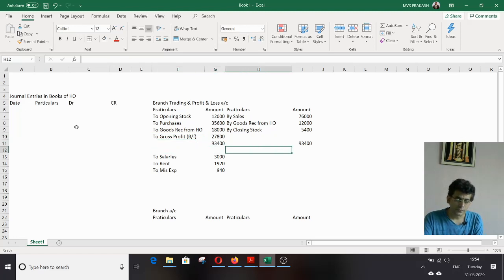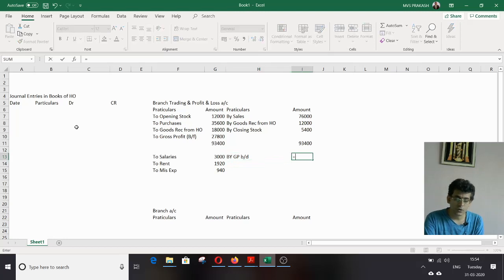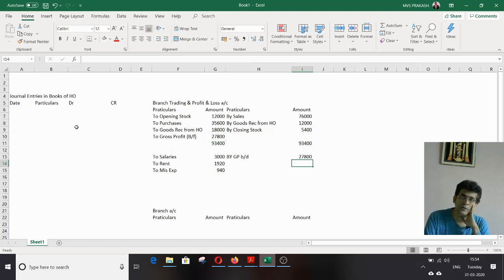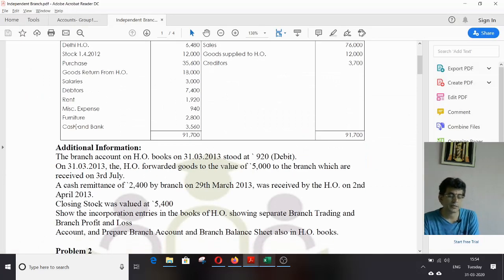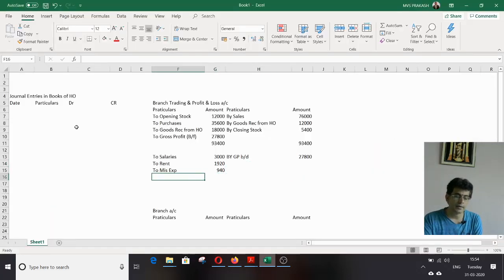Now by gross profit brought down, which is 27,800. Gross profit brought down is going to be 27,800 that we have taken there. Now let us see whether you are having any depreciation adjustments. Nothing, it's very simple. So directly I can do the balance here, to net profit. I will call this my net profit.